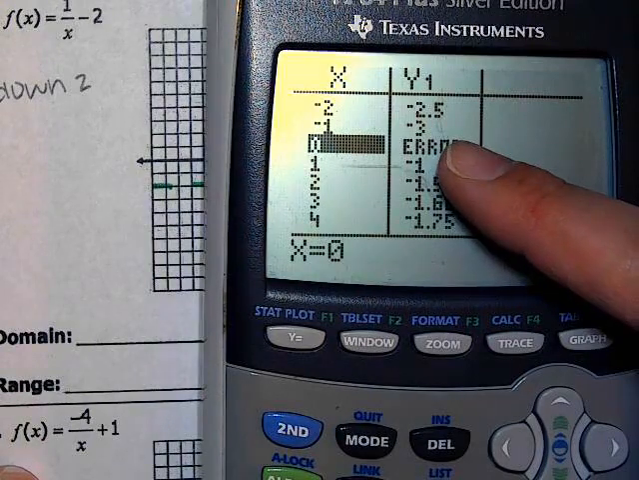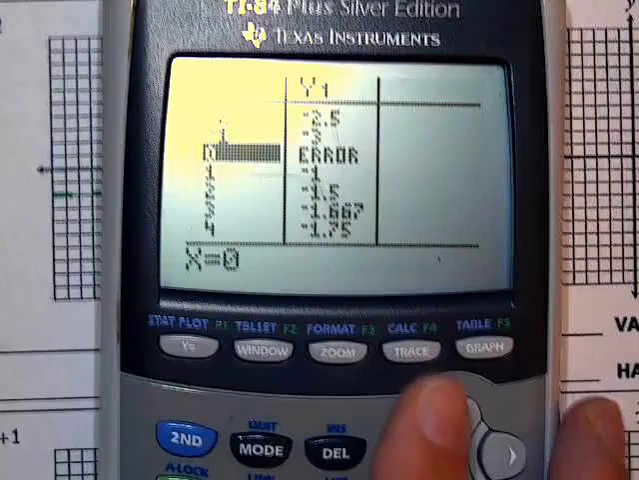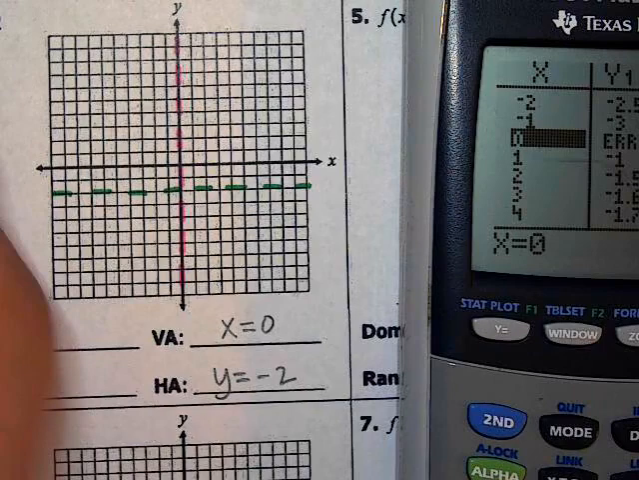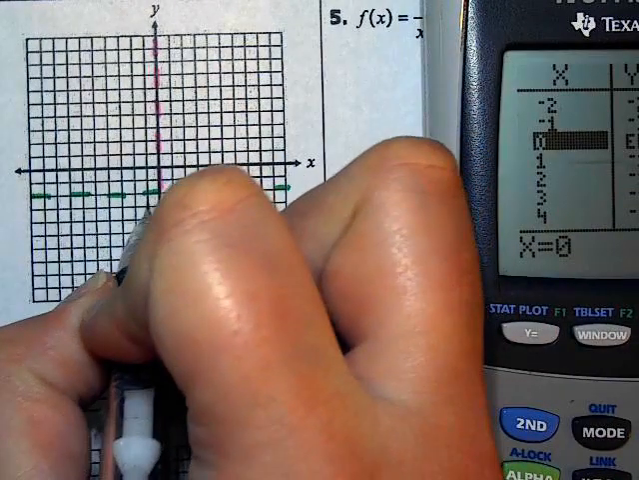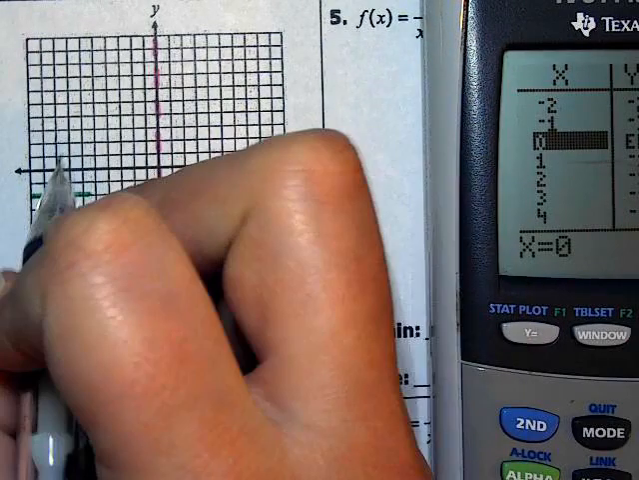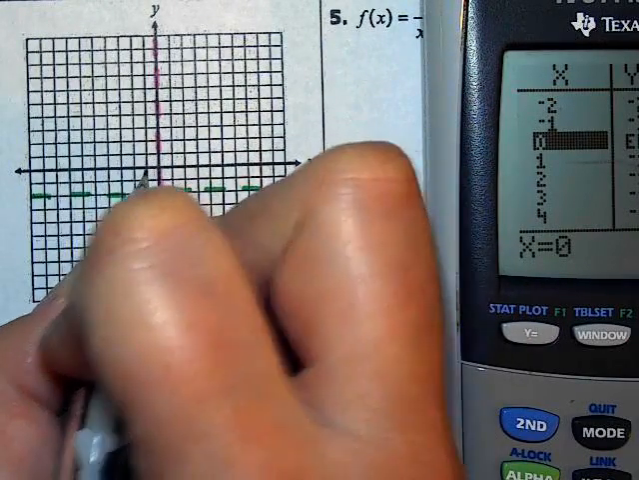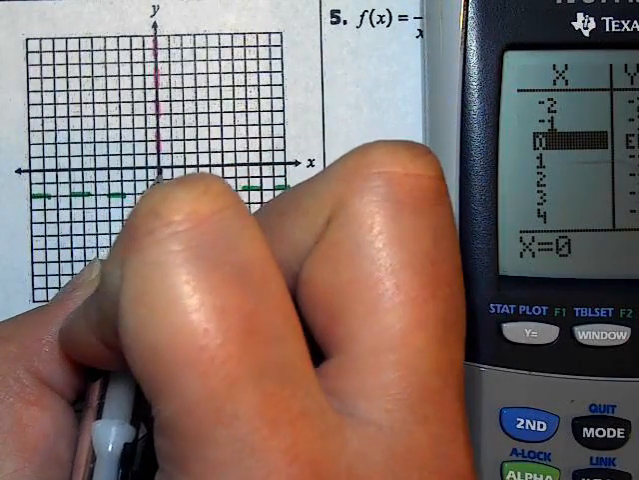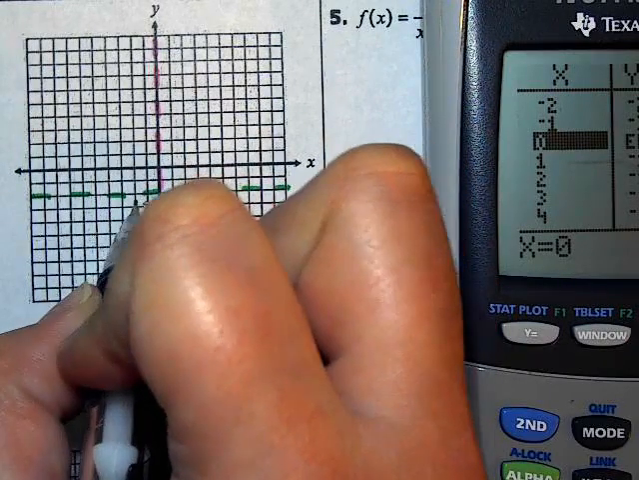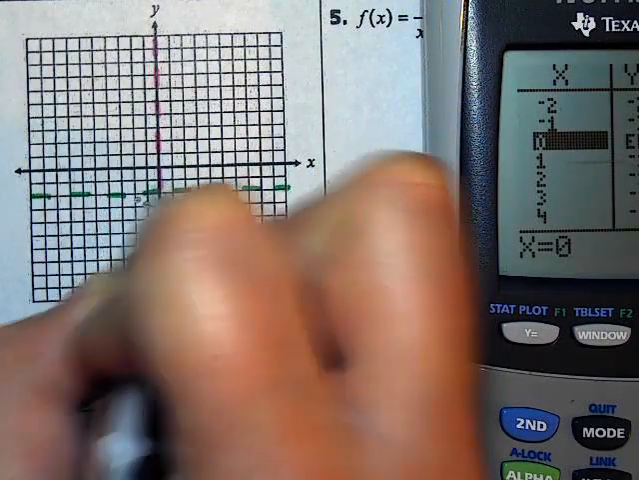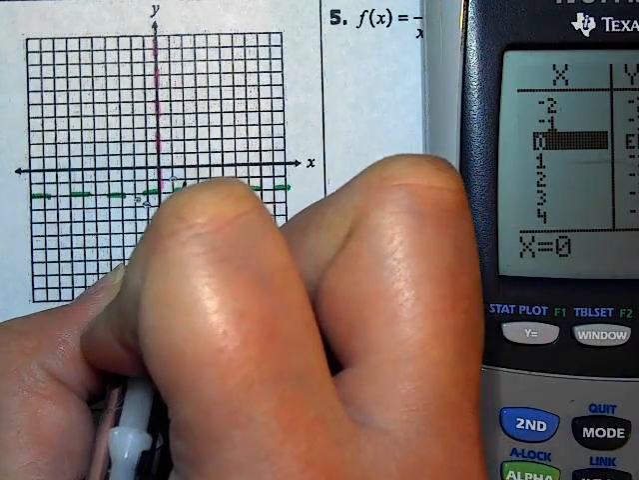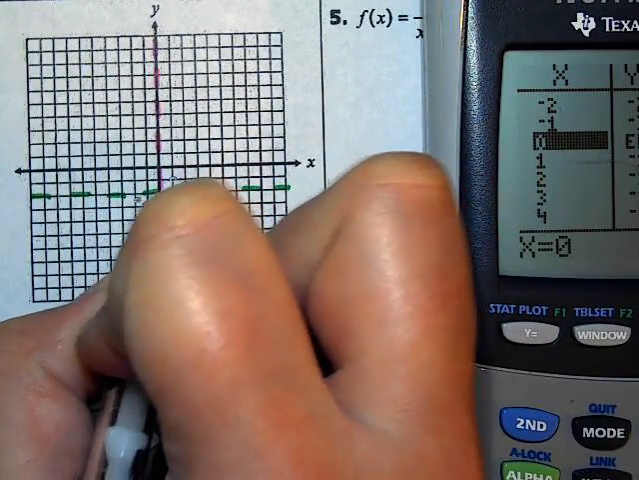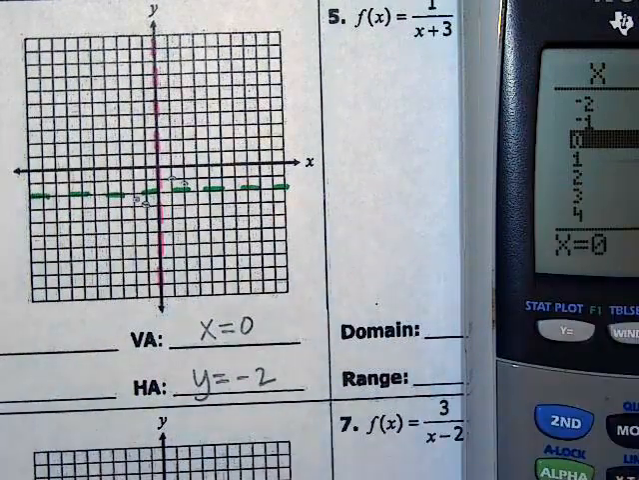So -1, -3, -2, -2.5, 1, -1, 2, -1.5. And then you can kind of make your corners. Follow the asymptotes.